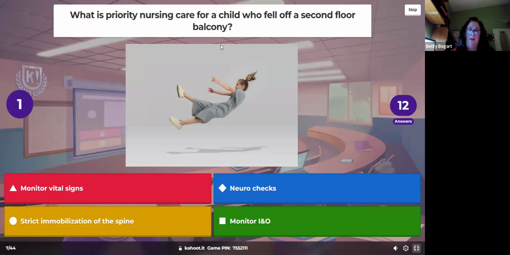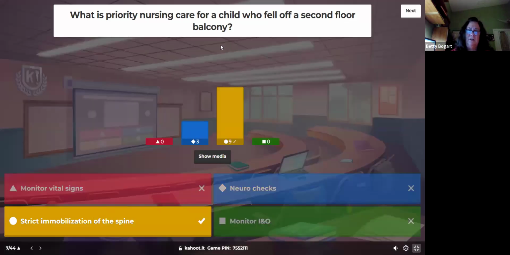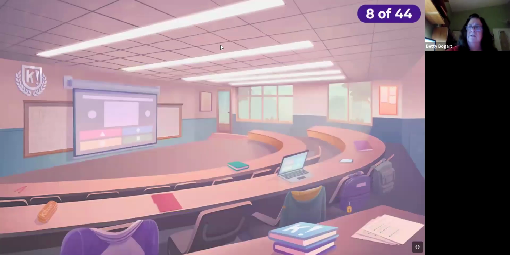So remember, you have a fall. What is our biggest concern? Our biggest concern is going to be the spine. Is there any sort of injury, right? And then after that, we'll do the rest of the stuff. But first of all, immobilize the spine and then do your neuro checks.